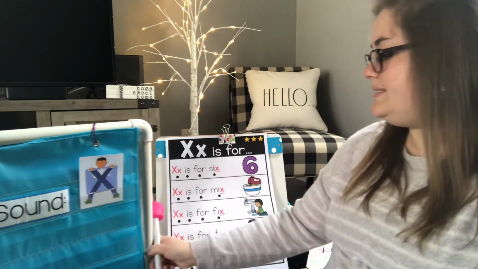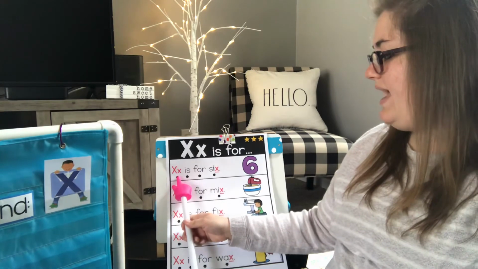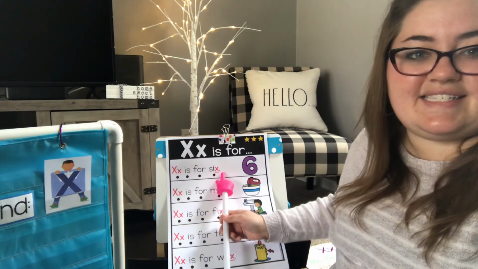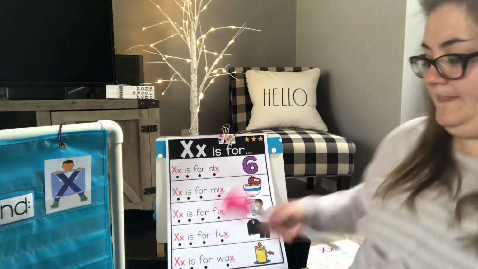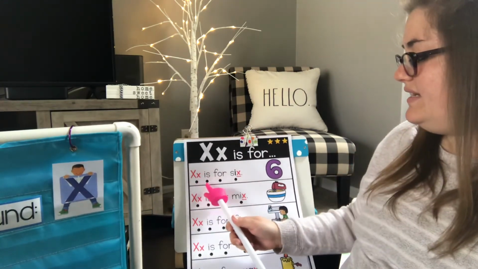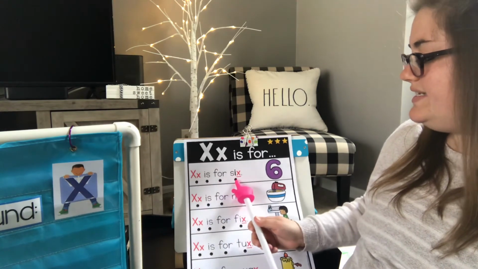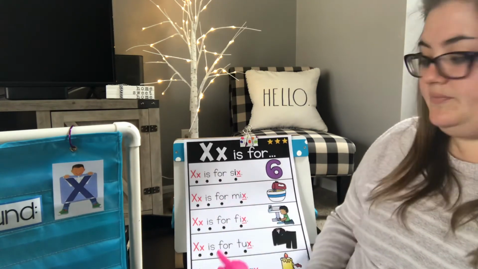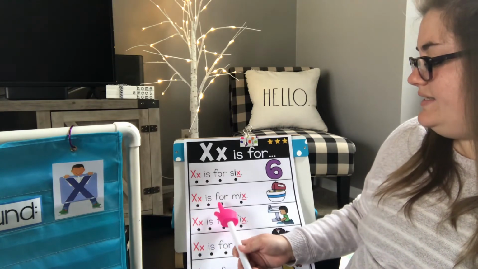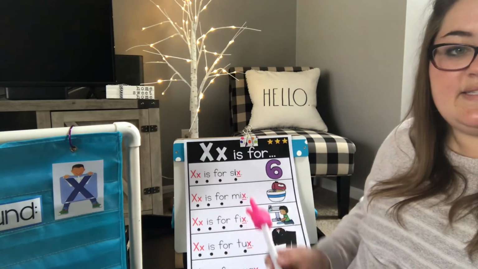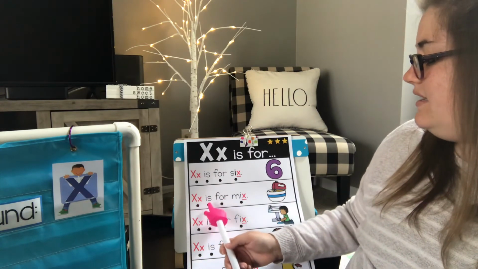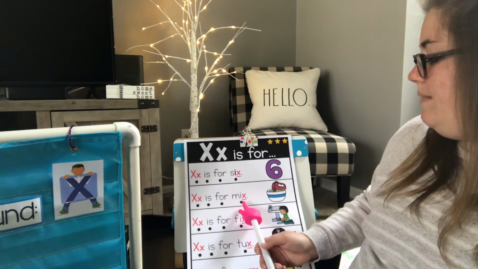So this says, X is for 6. Read it with me. X is for 6. The next one says, X is for mix. Read it with me. X is for mix.